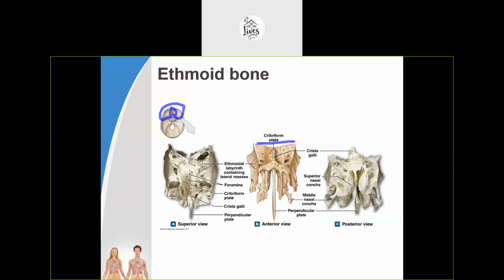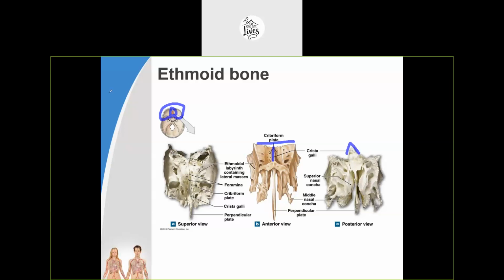Between the two cribriform plates, we have a superior projection called the crista galli. It is better seen from the anterior view as well as the posterior. This crista galli literally means rooster's comb, and it is the place where the fibrous membrane covering the brain, called the falx cerebri, attaches. It helps to secure the brain within the cranial cavity.